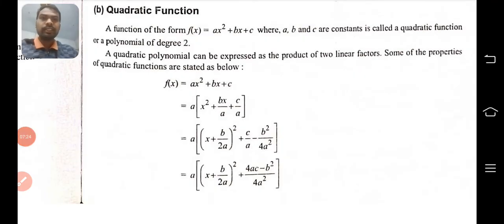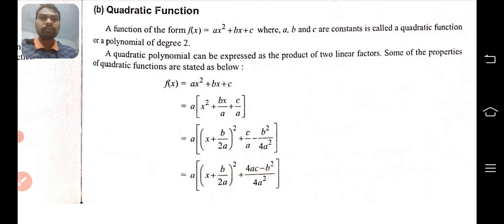So let's discuss the next function, that is the quadratic function. A function of the form f(x) = ax² + bx + c, where a, b, c are constants, is called a quadratic function or a polynomial of degree 2. So when the highest power of the variable, that is x, is 2, we can say it is a quadratic function.